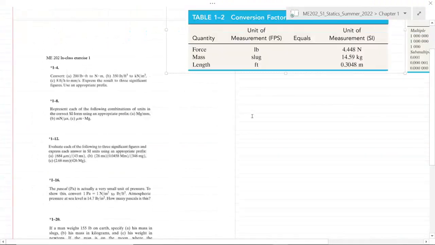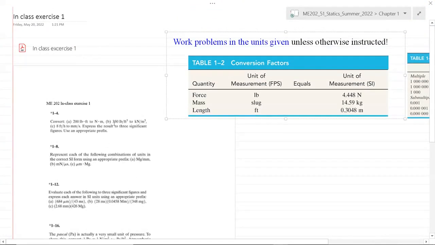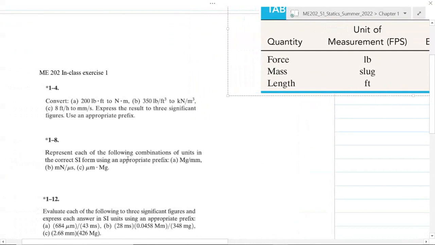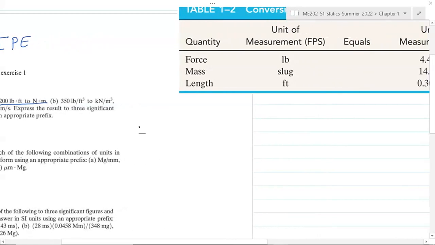Now we will select a sample problem from this in-class exercise and find the solution, and you can apply a similar strategy to other problems. Remember that we have learned that the problem solving strategy is interpret, plan, and execute, IPE. Okay, so problem number 1.4, convert 200 foot-pound to Newton meter. So let's solve this problem.